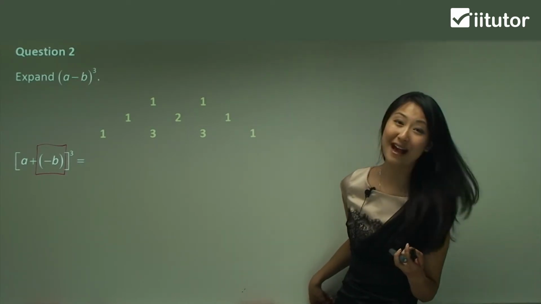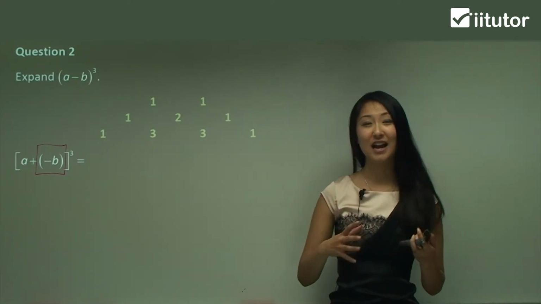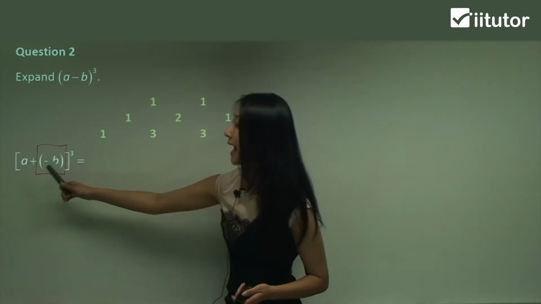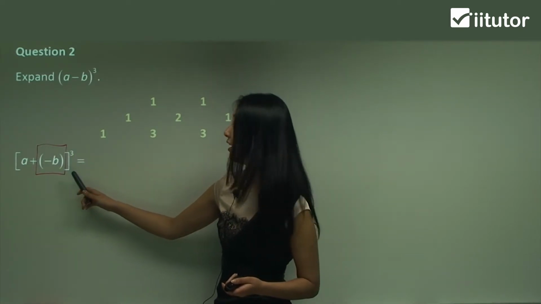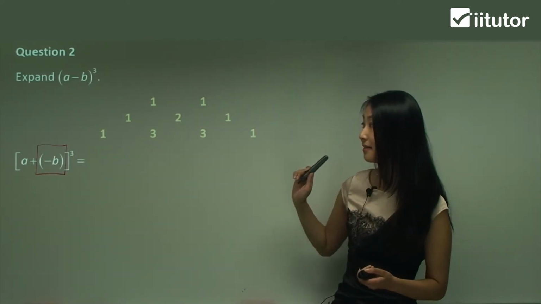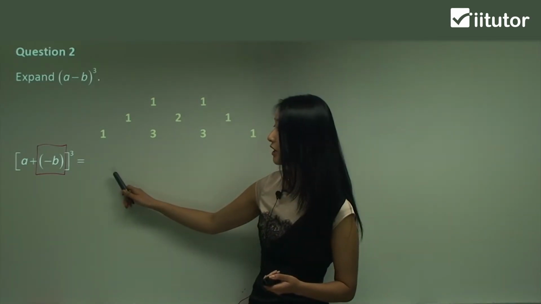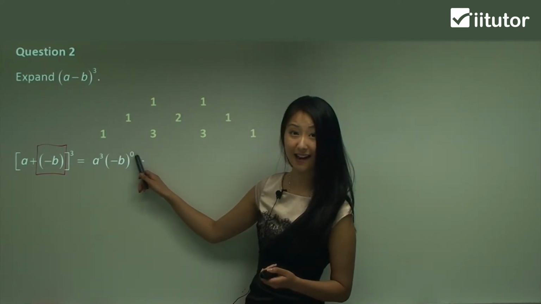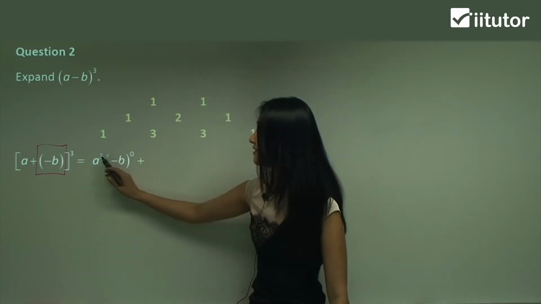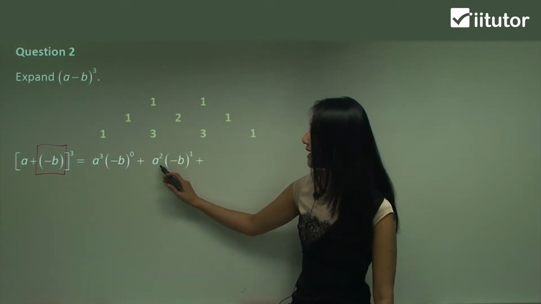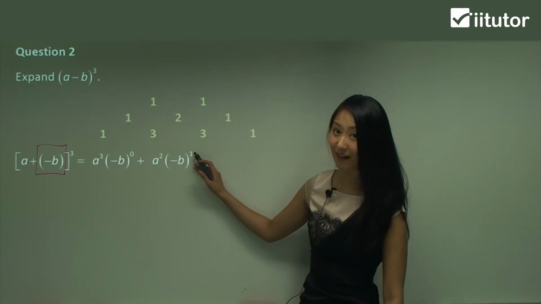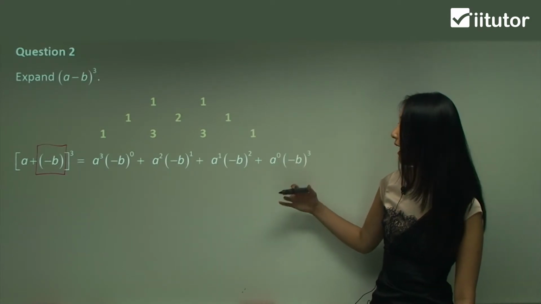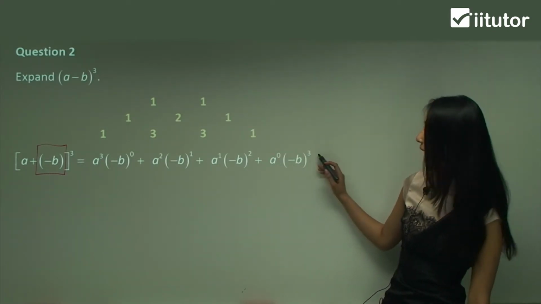So although we've been talking about it as a plus b, you should think about it as the first term plus the second term. Our first term here is a, our second term is minus b. All right, so when we expand it, the first term is a to the power of 3 and then negative b to the power of 0. Then exactly the same: subtract 1, add 1. So a to the power of 2, negative b to the power of 1. Same thing, a to the power of 1, negative b to the power of 2. A to the power of 0, negative b to the power of 3.